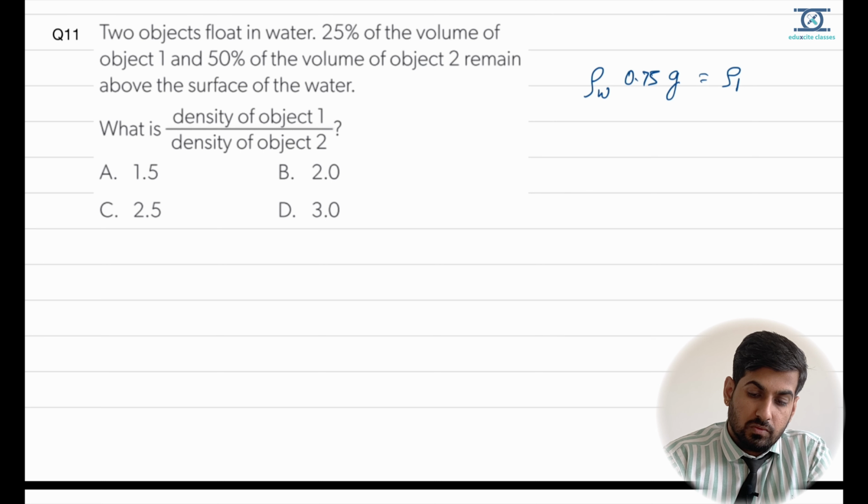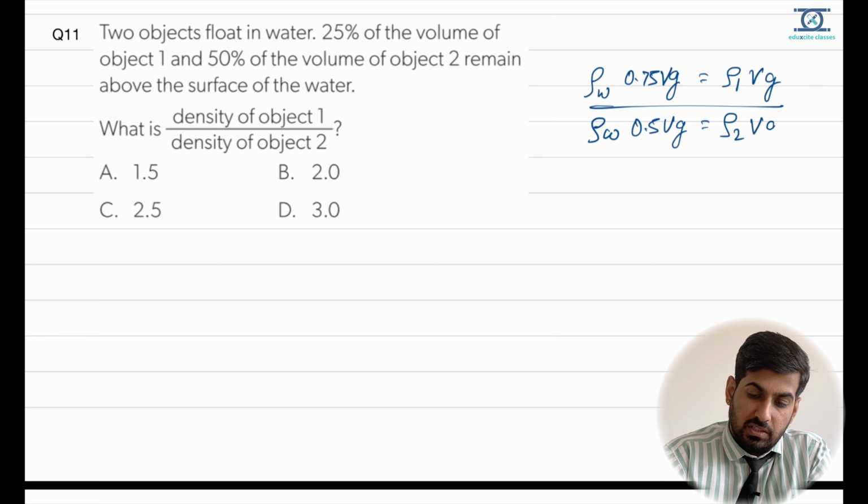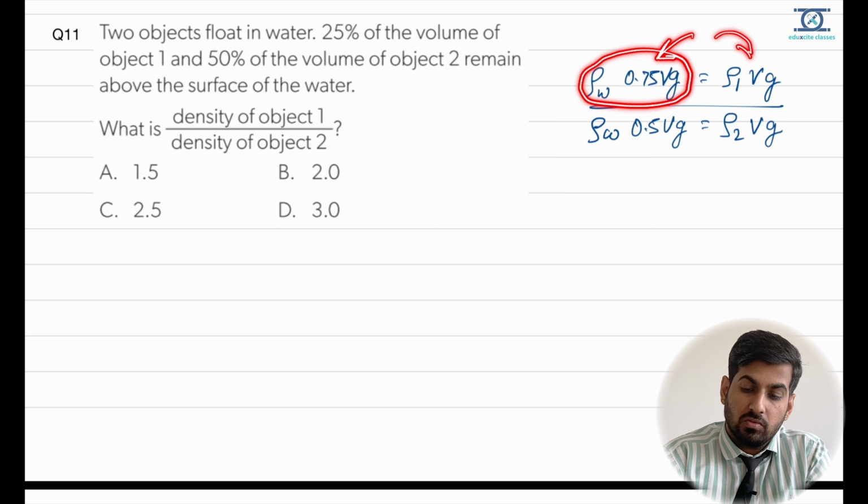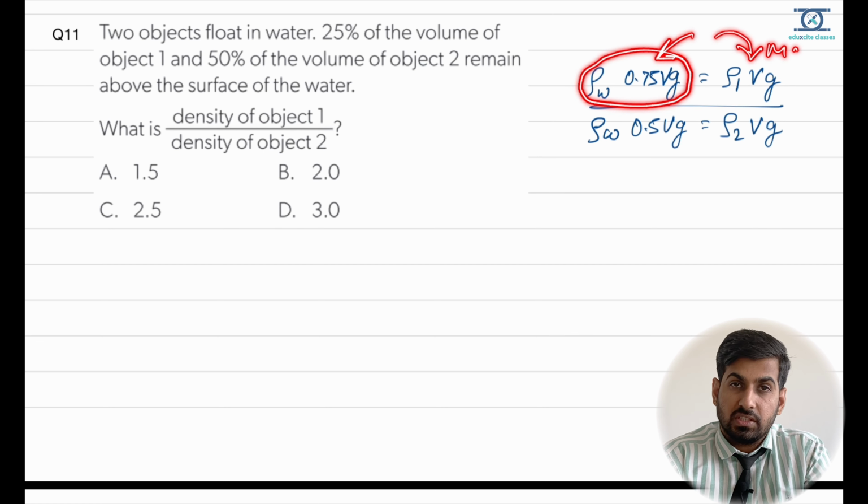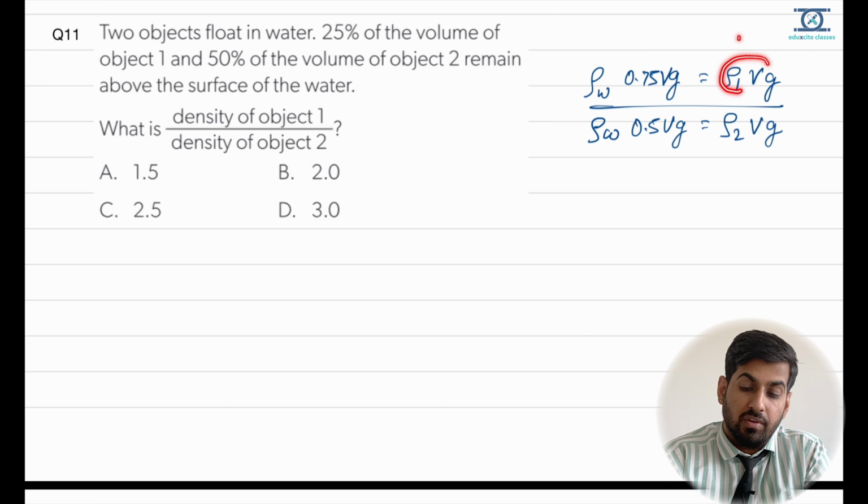into volume, which is again 0.75 times V, and this will be V into g, right, upon density of water times, for the second, 0.5 times V times g is density of 2 times V into g. I'm equating the weight of water displaced to the weight of the object. Mass is density into volume and into g.